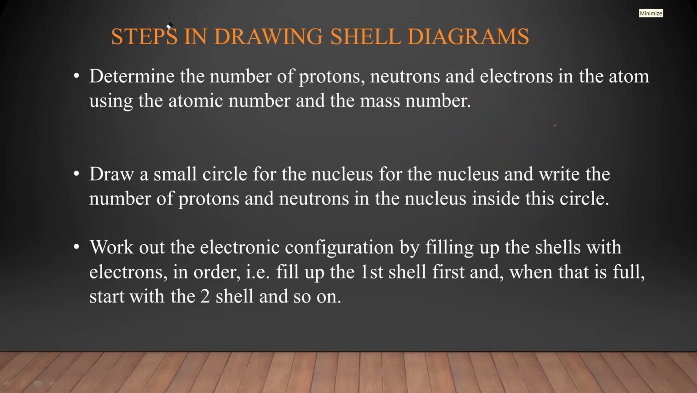So, steps in drawing shell diagrams, because we're moving into that pretty soon. The first step: you're going to determine the protons, neutrons, and electrons in the structure using the atomic number and the mass number. We know how to do that, right? Good. So you see how many times we're going to use this formula: A equals Z plus N. We're going to determine the protons, neutrons, and electrons using the formula, as I said before.